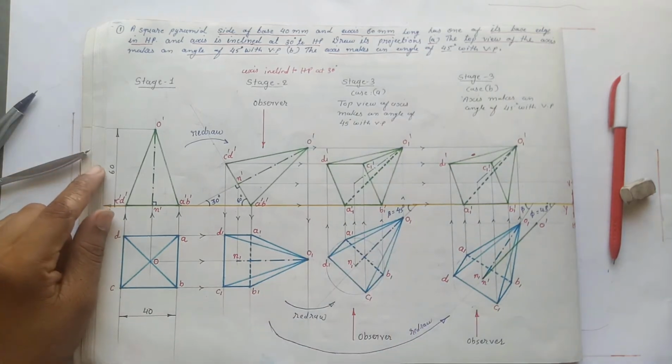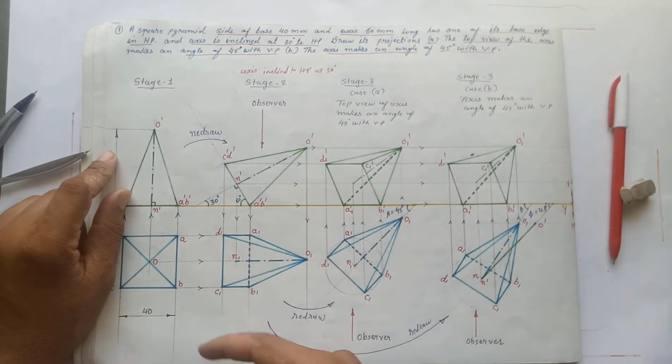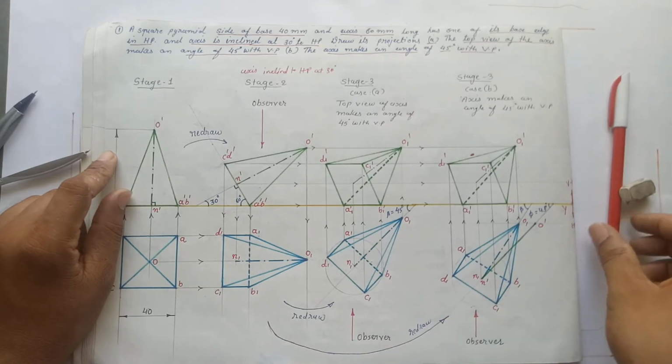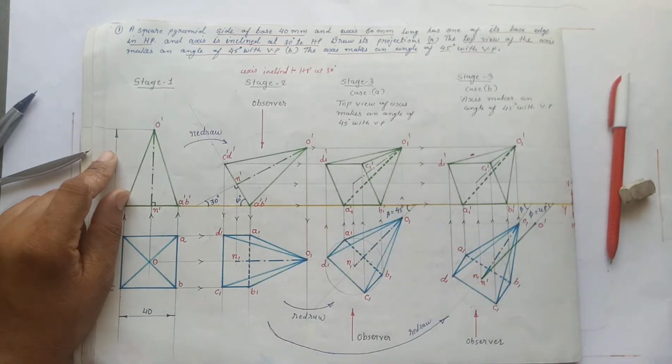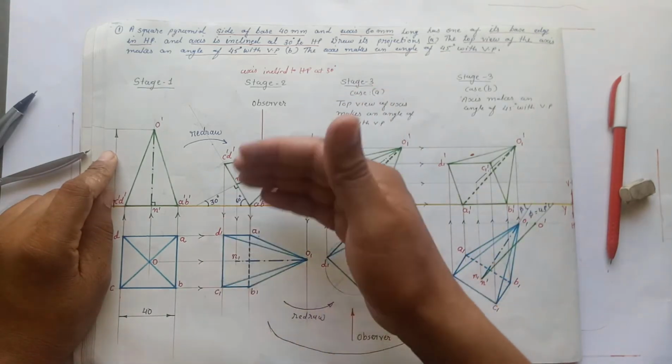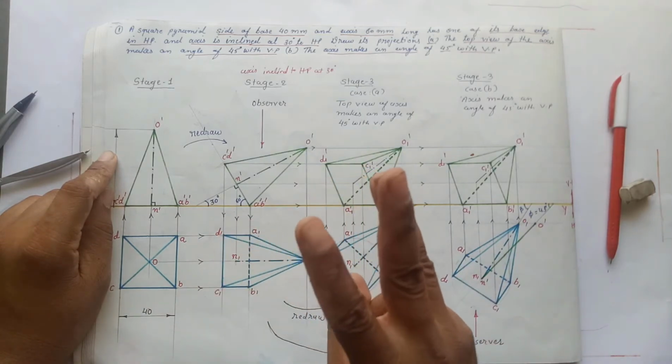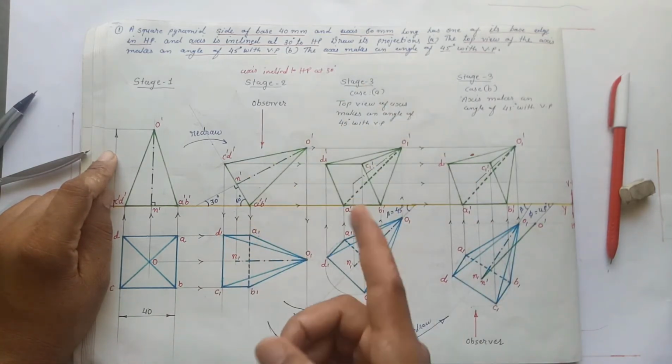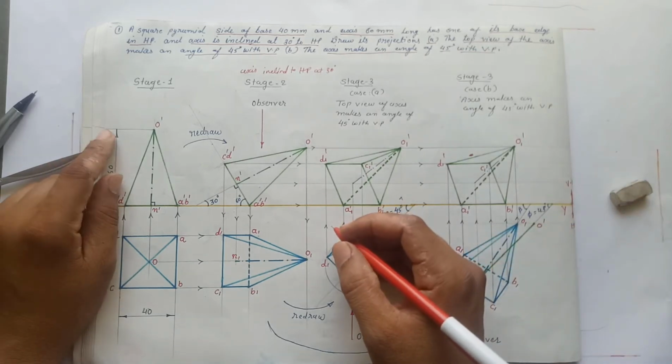Now, to draw the plan, the first thing we have to keep in mind is that in the plan some edges of the pyramid are going to be visible and some of the edges are going to be hidden. So the task is that we have to find out the hidden outlines. So how can we find out the hidden outlines, or how can we draw the plan in the second stage? For that I have divided the plan in the second stage into three different cases.